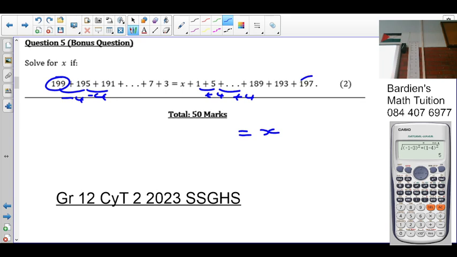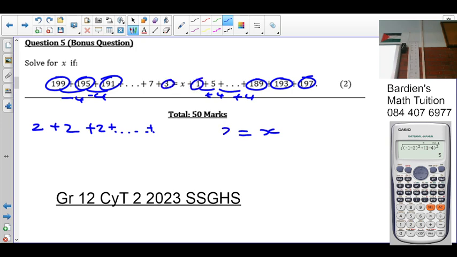199 minus 197 is what? 2. Not so. 195 minus 193, 2. 191 minus 189, 2. So that will happen all the way. Now, 3 minus 1 is 2. 7 minus 5 is 2. Can you see that? So we just need to know now how many 2's there are.